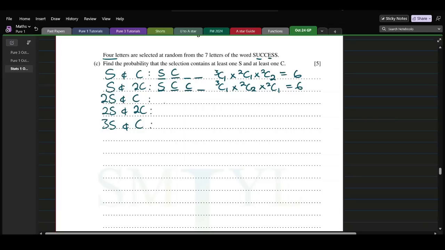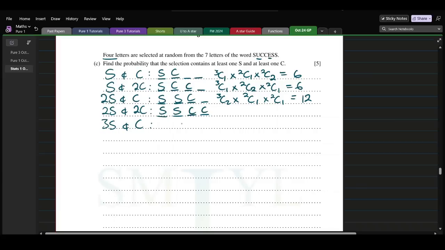In this third scenario, we've got 4 slots. 2 of them are reserved for the S's, and then we've got 1 for the C. So we're picking 2 S's from 3, so 3 choose 2. And then we're picking 1 C from 2, so 2 choose 1. And then finally we're picking only one of the other remaining 2 letters, so 2 choose 1. This will be 3 times 2 times 2, so that's 12. And then on our fourth scenario, we've got 4 slots, and 2 of them are reserved for 2 S's, the other 2 are for the C's.